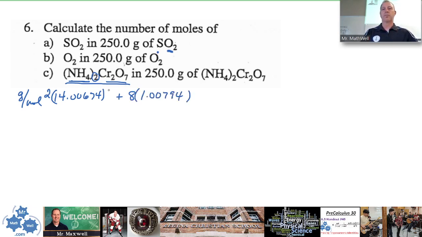1.00794. Okay, good. Chromiums. So you look at chromium, that's 51.9961. And that's times 2. And then we have 7 oxygens. 7 times 15.9994. Okay. So you do all that in your calculator.